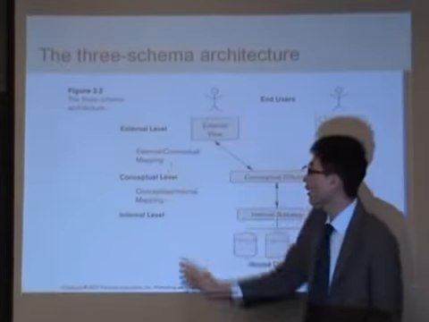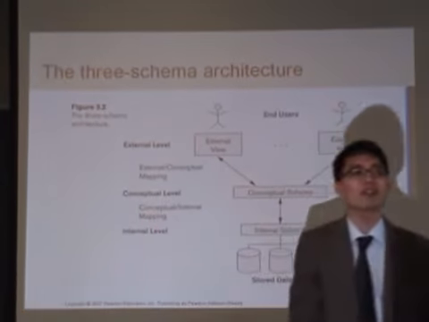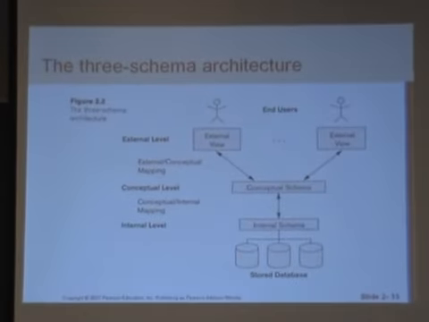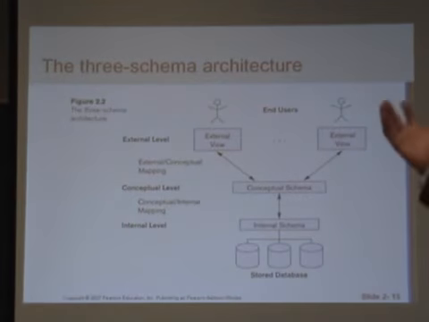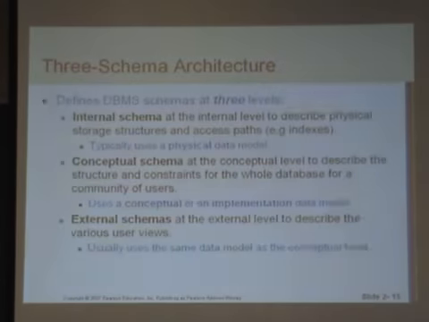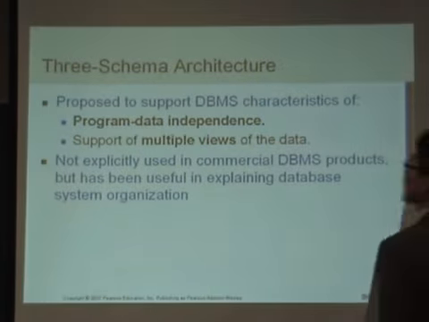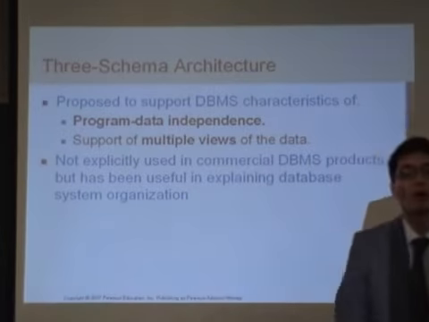So the external level, conceptual level, and internal level are the three basic schema architecture levels in a database model. Most commercial DBMSs provide such a three-schema architecture. Because of that, we can preserve program-data independence as well as multiple views of the data.